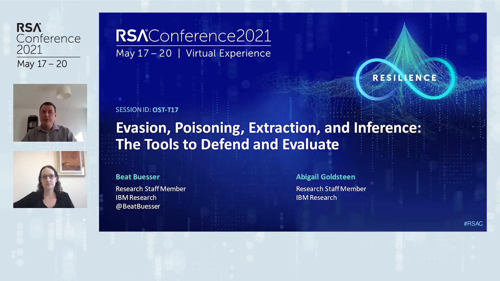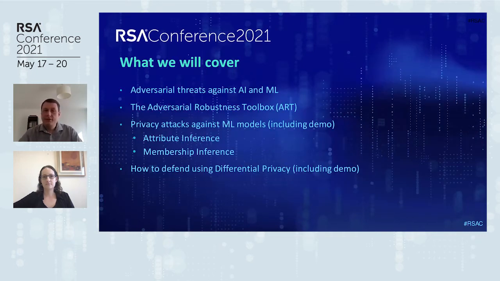What we will cover today is an introduction to the adversarial threats against AI and machine learning. And we will introduce the open source project, the Adversarial Robustness Toolbox, or short ART. In the second half, we will be presenting privacy attacks against machine learning models, including an actual demonstration of the tools with a focus on attribute and membership inference attacks. And we will show how you can defend using differential privacy, including a demonstration of related open source projects.